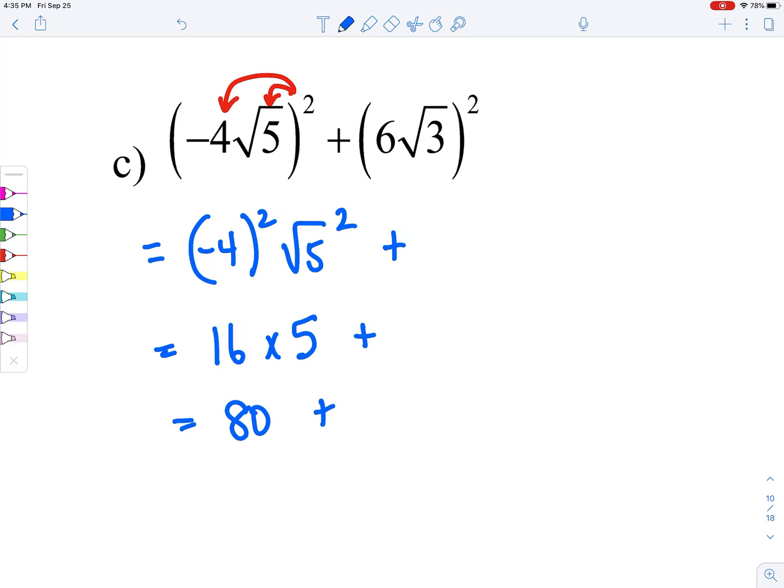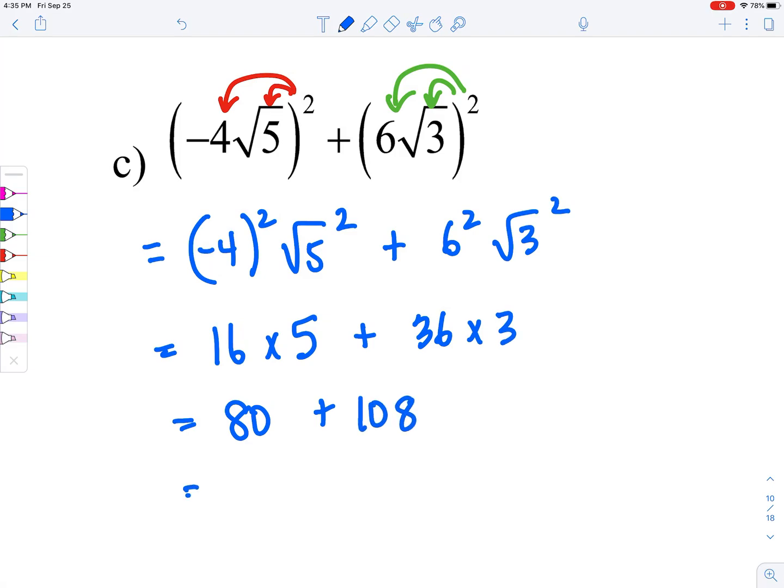Plus, I'm going to distribute that squared again. So I get 6 squared root 3 squared, or 36 times 3. 36 times 3 is 108. And we add those together, we get 188.